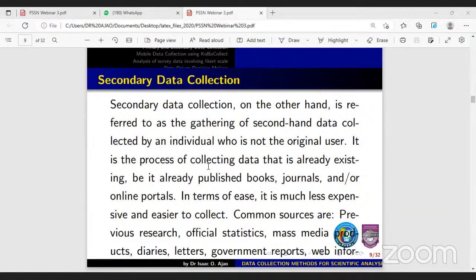Now, secondary data. Secondary data collection, on the other hand, is referred to as gathering second-hand data. I've mentioned this. Second-hand, just like Tokunbo goods: you don't know the last person that used it anywhere in the world, it's just brought to Nigeria, and we bring it home and begin to use it as new.